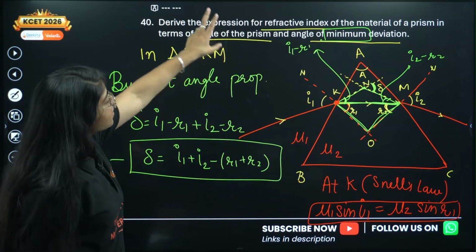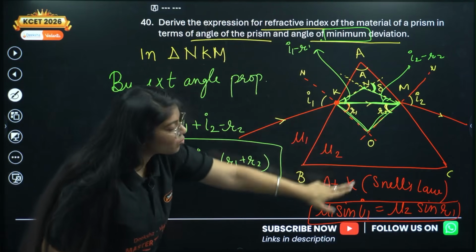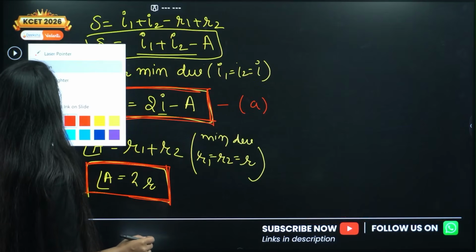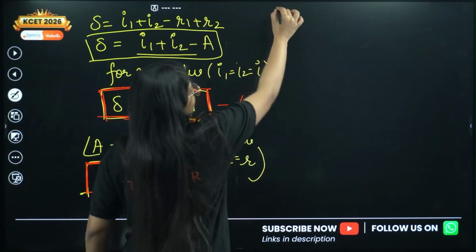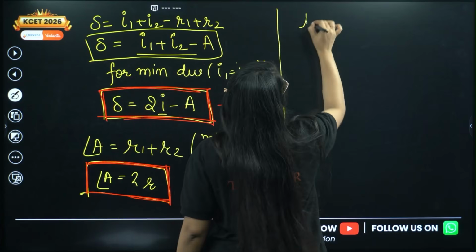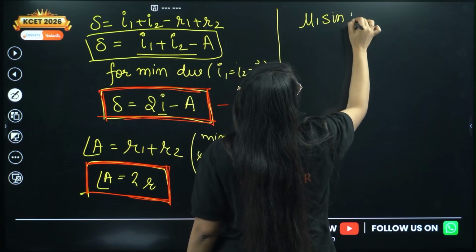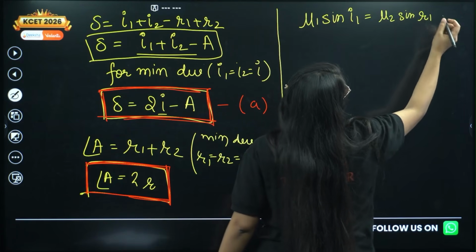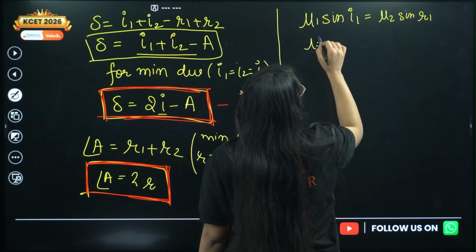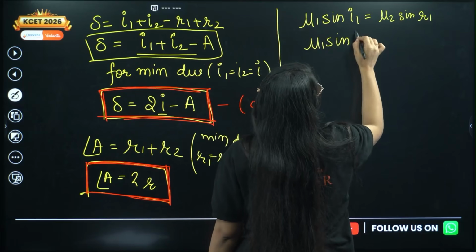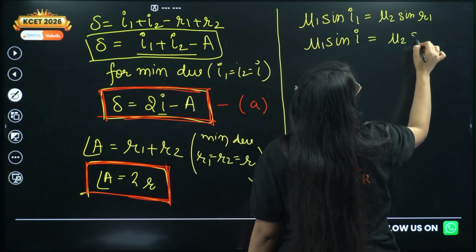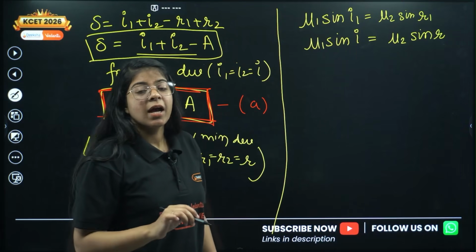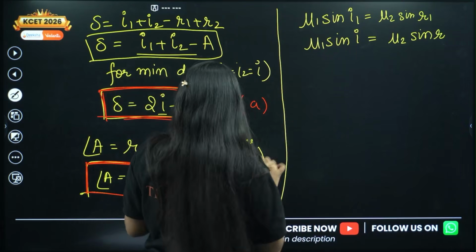They have asked us to find the refractive index, that's why we have used this formula. Now let's just write this formula again. We have a formula that says mu1 into sine I1 equals mu2 sine R1. For minimum deviation, we have taken I1 as I. So this is mu1 sine I equals mu2 sine R. Correct? Understood? Now we just have to put these values.